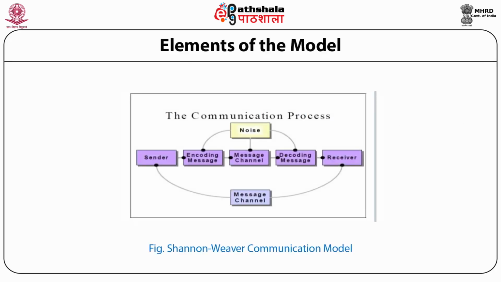The figure given below gives the Shannon-Weaver model of communication. It consists of the sender, the message encoded, the channel of message, the decoding of message by the receiver, and the noise. Noise is the disturbance in the communication process.